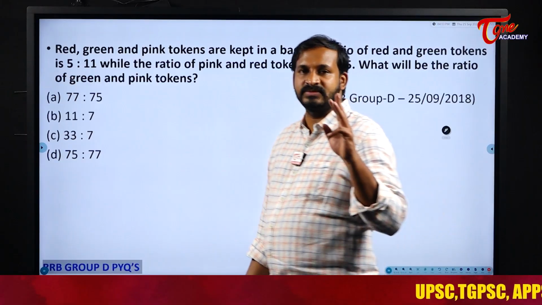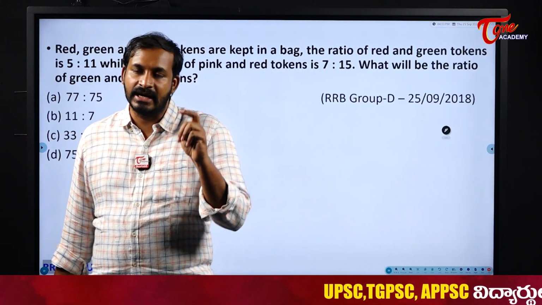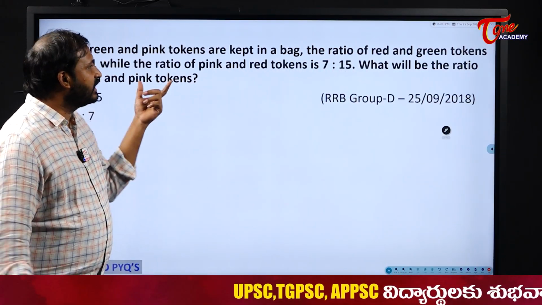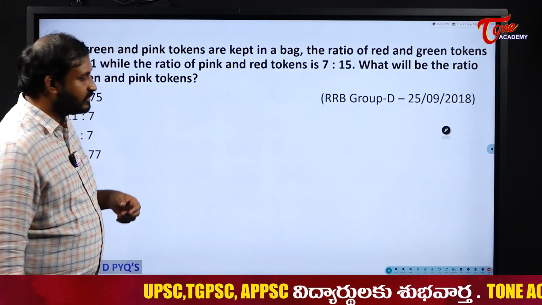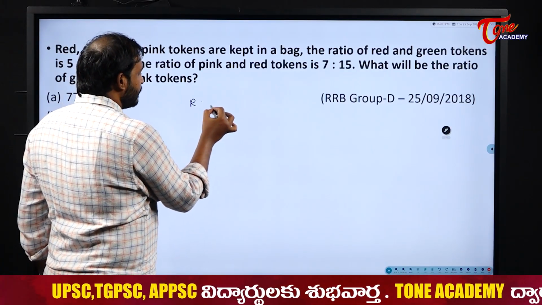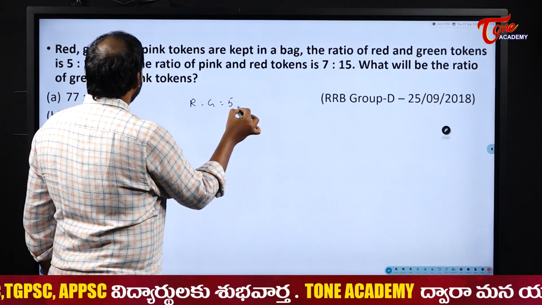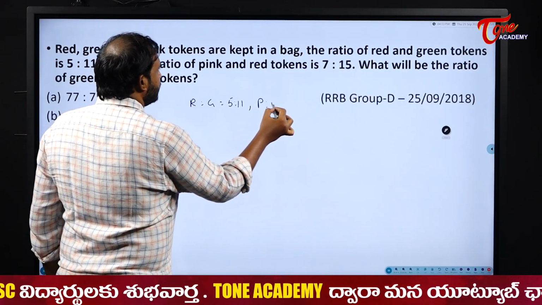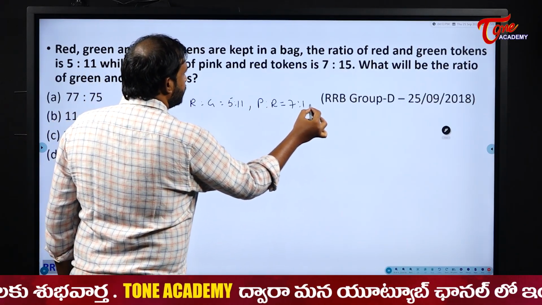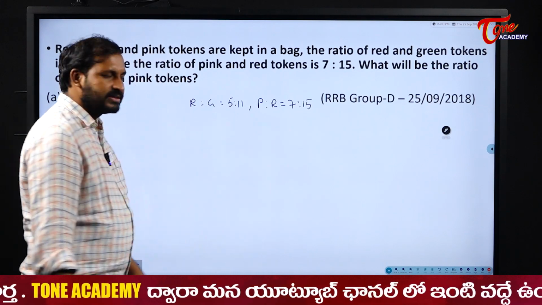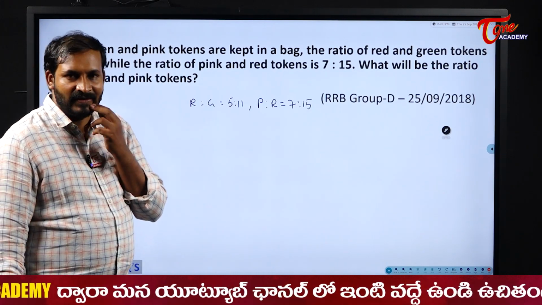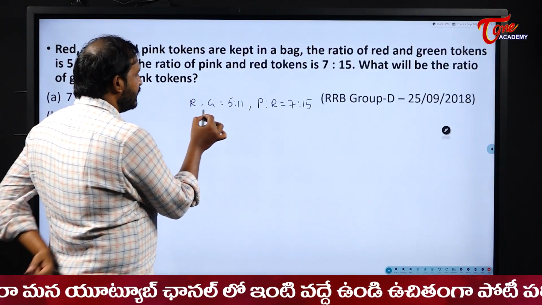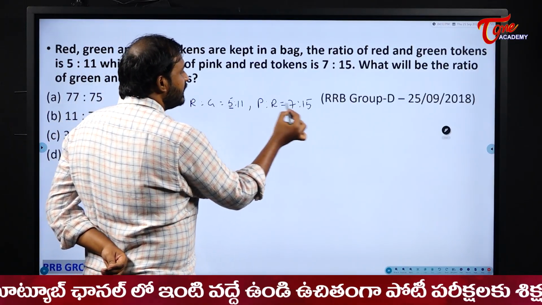Next one. Red, green and pink tokens are kept in a bag. Okay, there are three types of tokens in a bag: red, green and pink. The ratio of red and green tokens is 5:11, and pink to red is 7:15. What will be the ratio of green and pink? Similar one, students. So what is common here and here? Red. Red here is how many parts? 5. Red here is how many parts?